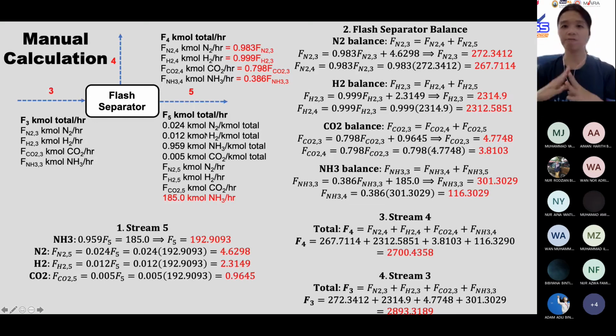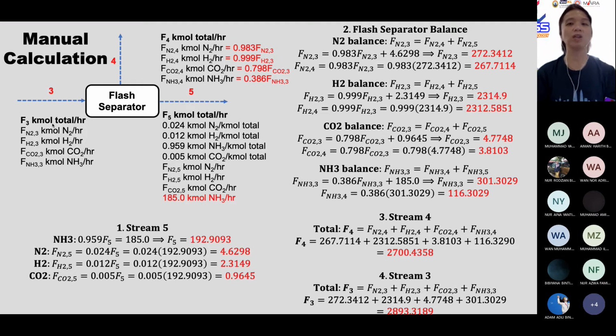Once I get stream 5 information and its molar flow rate, I can then do the balance at the flash separator. So I do a mass balance on the flash separator. The flash separator is non-reactive, so what goes in equals what goes out. In this case, stream 3 in equals stream 4 out plus stream 5 out. So I will do the balance.